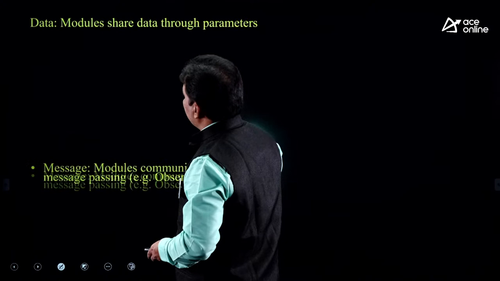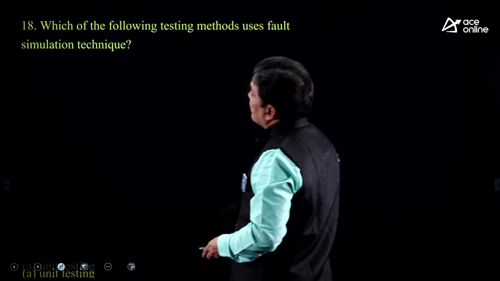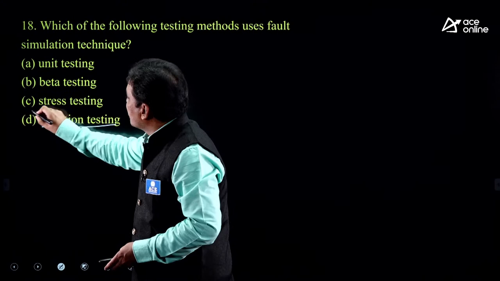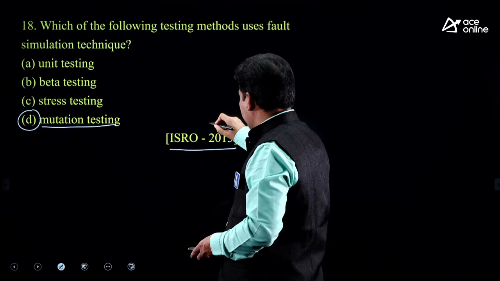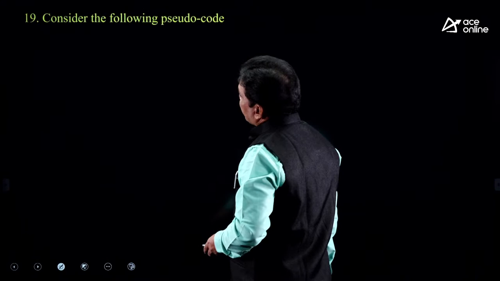Coming to, which of the following testing methods uses fault simulation technique? Unit testing, beta testing, stress testing, mutation testing: which uses fault simulation technique? This was asked in the year ISRO 2013, answer is D, mutation testing.